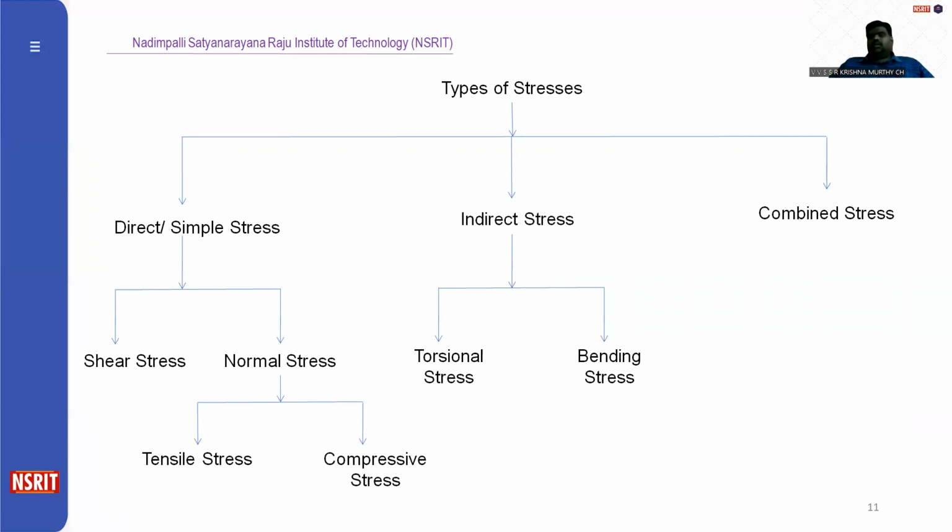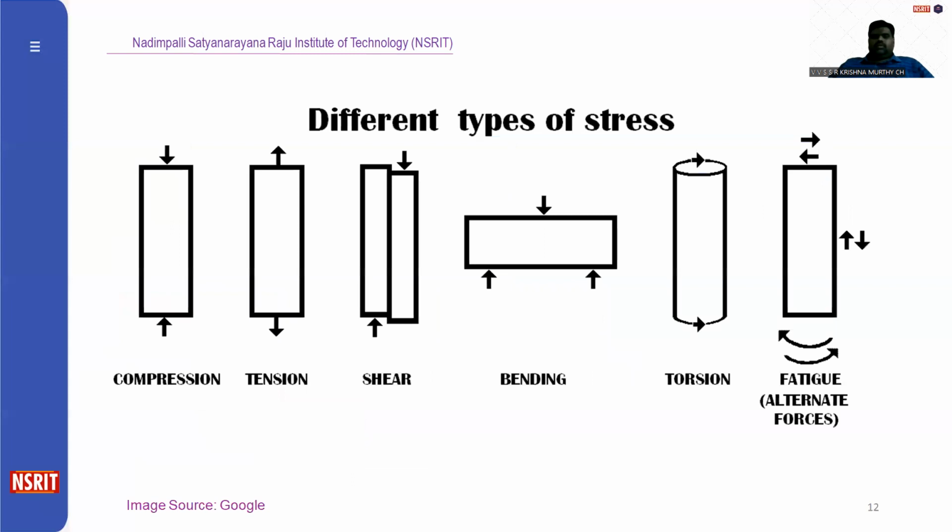Whereas compression means two equal and opposite forces are in the same direction. If I press like this, then it is called compressive. Torsional means twisting. If you see here, in compression both the forces are in the same direction, and in tension they are in opposite directions. Shear is perpendicular, and torsion is twisting. So hope everyone is clear with the different types of stresses.